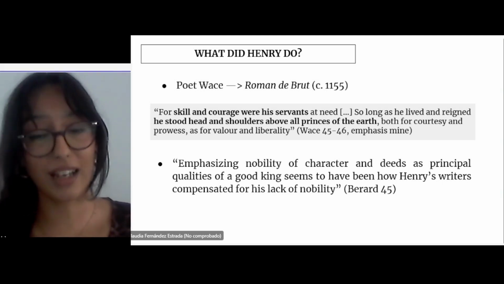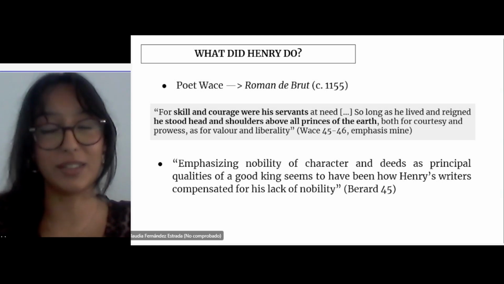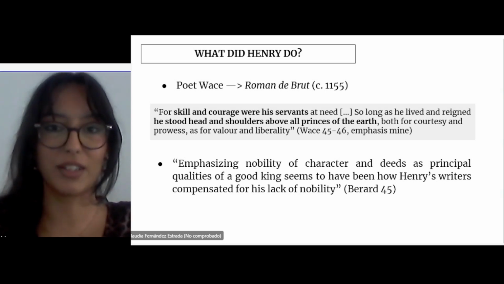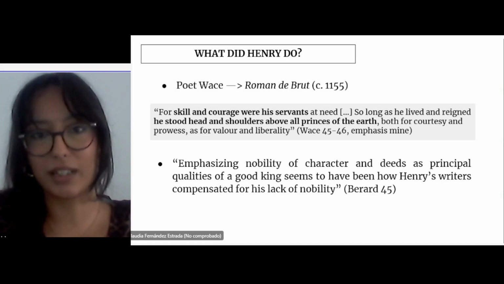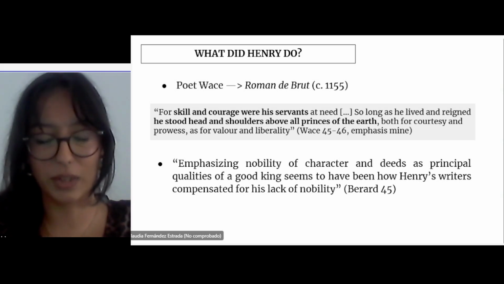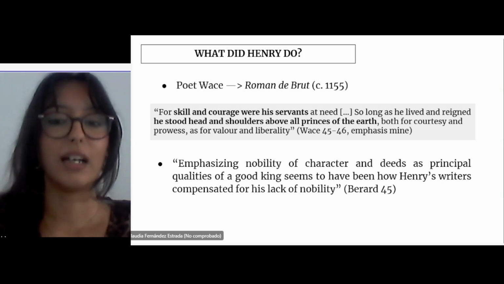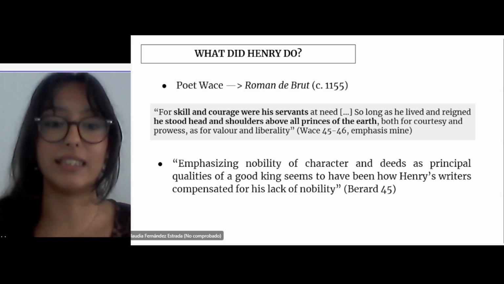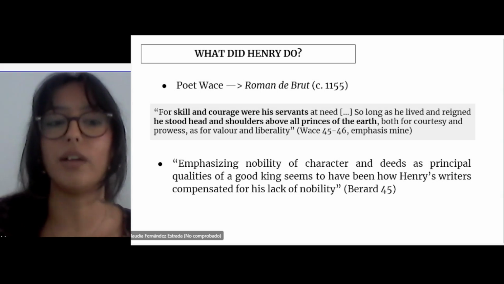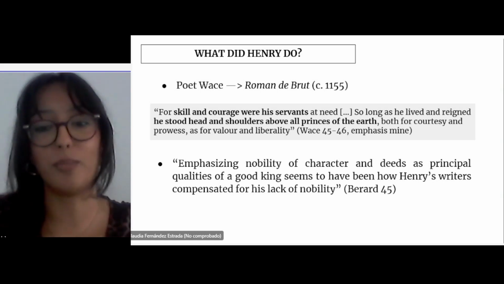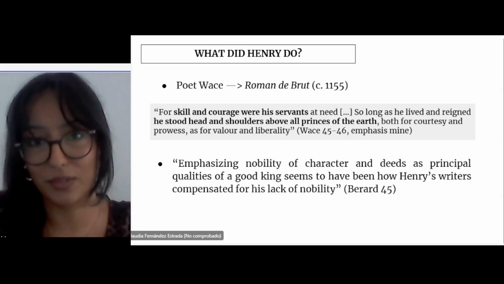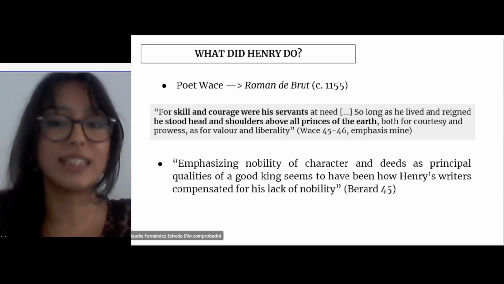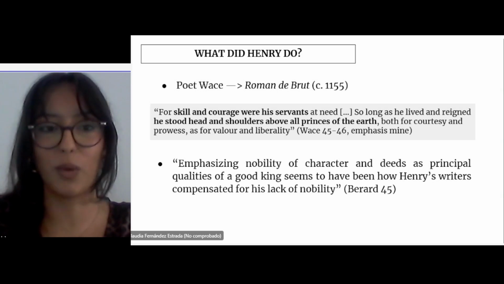On the other hand, Louis VII enjoyed, as we have seen, a more than rightful ancestry that inevitably gave him a far better claim to the French territories. So, as Berard has noted, emphasizing nobility of character and deeds, as principal qualities of a good king seems to have been how Henry's writers compensated for his lack of nobility. And we could say that this is kind of what Wace did.